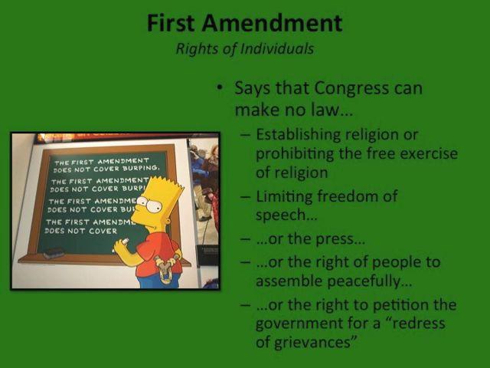The First Amendment is probably the most famous, which protects the rights of the individuals. It says that Congress can't make a law that establishes a state religion or prohibits people from freely exercising religion. That is known as the Establishment Clause. It also says that Congress can't make a law limiting people's freedom of speech or of the press, or the right of people to assemble peacefully, or the right to petition the government for a redress of grievances. In other words, ask government officials to right a wrong or change a policy as people feel the government should.